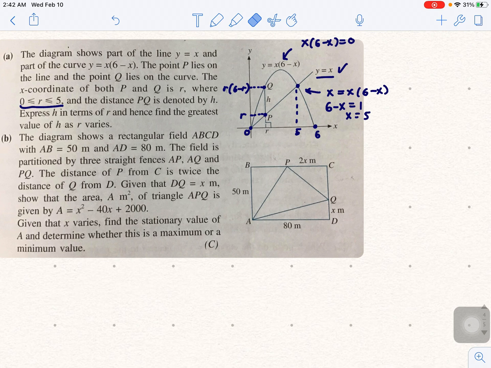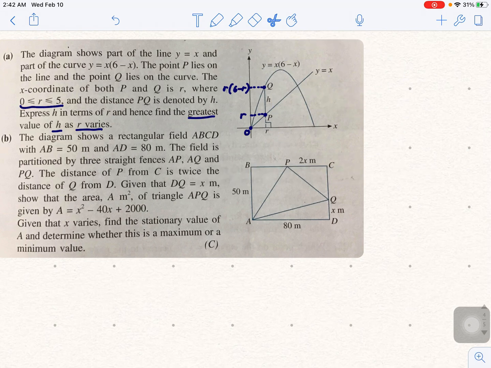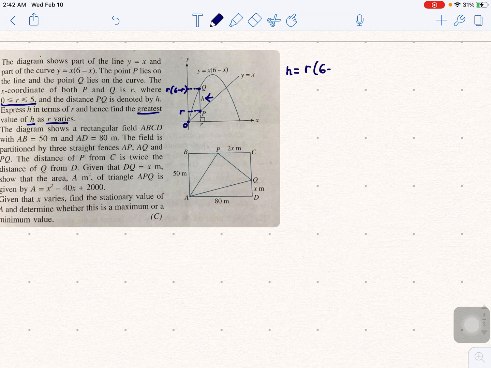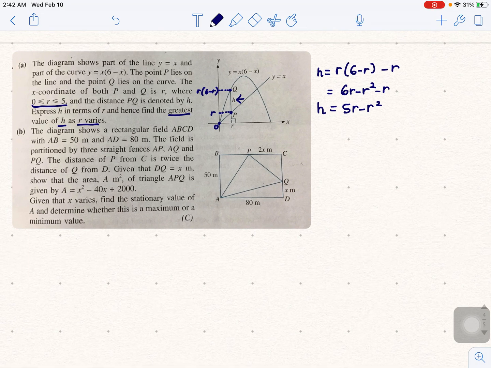Now they said express h in terms of r, and find the greatest, meaning the maximum value of h as r changes. So how do we do this? Where is our h? h is here. So h is simply r(6 minus r) minus r. Find the gap, that's the h. Done. Now I need to find the maximum value of h.